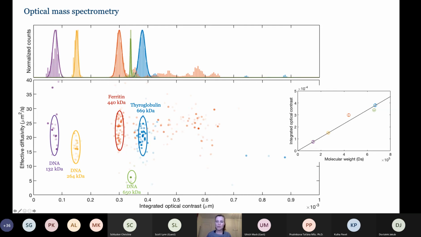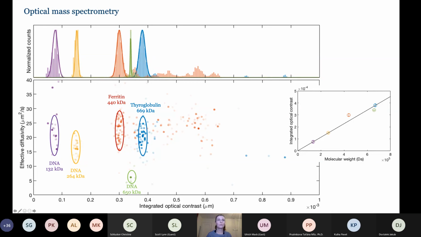But we can also see a clear difference between the diffusivities of DNAs and the proteins, resulting from the fact that the diffusivity depends not only on the size, but also on the shape or conformation of the molecule. That is very different for elongated DNAs and globular proteins.